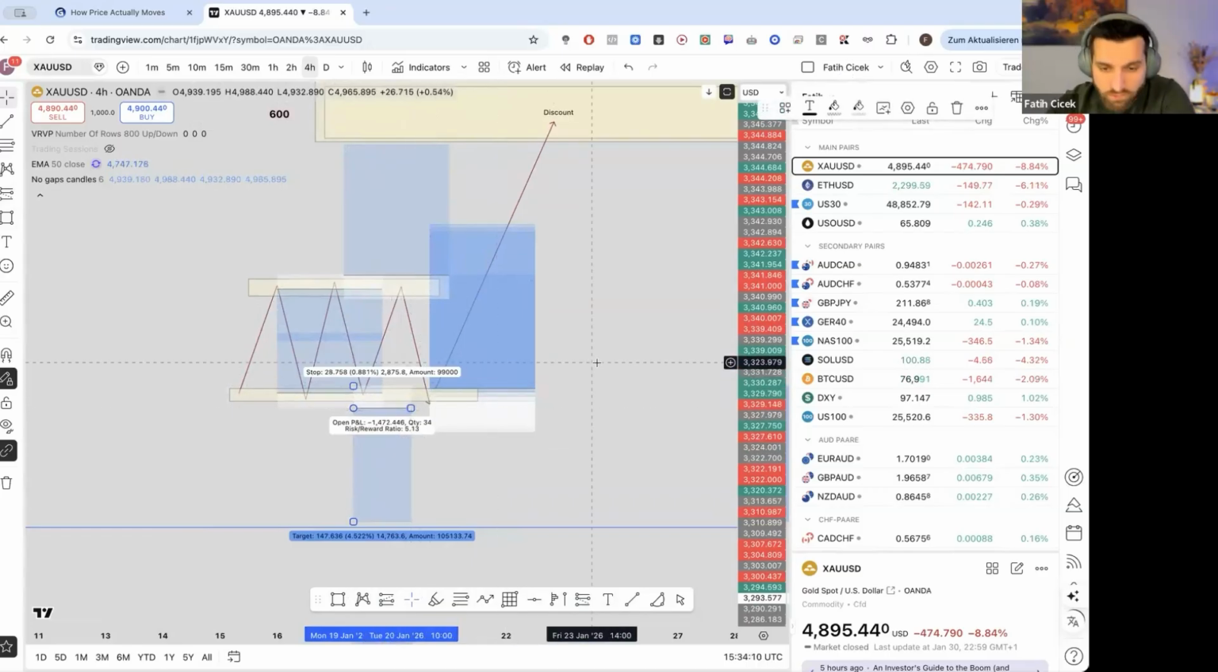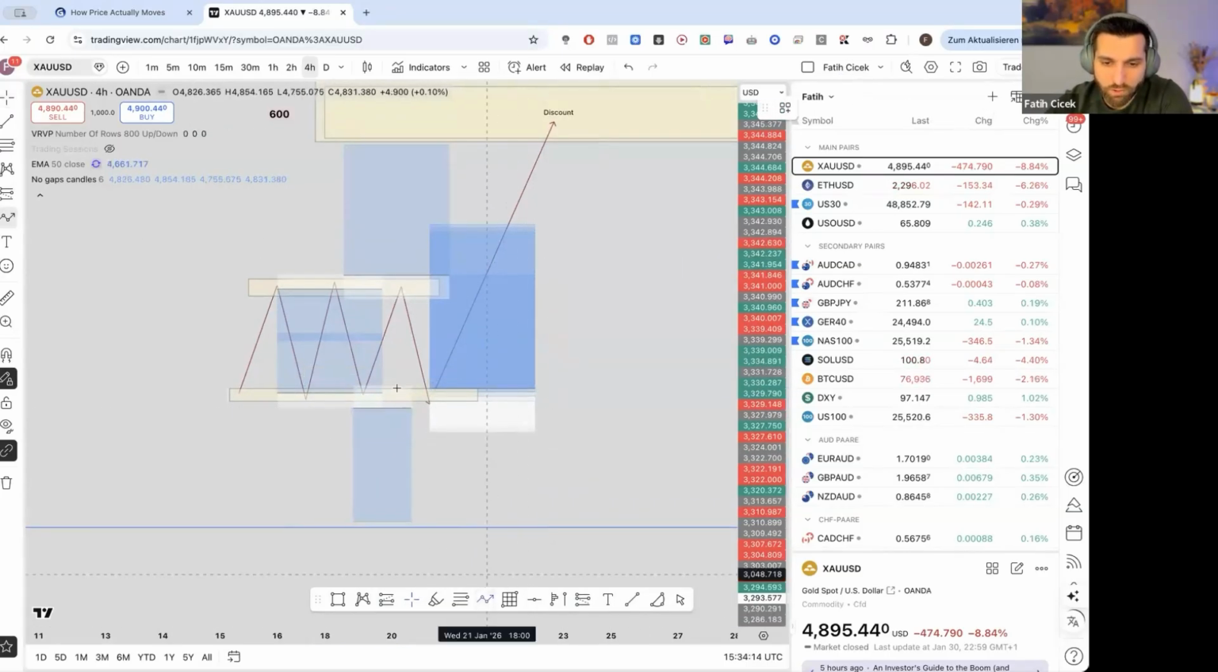So because the banks know this, what they're going to do is manipulate. They're going to sweep this liquidity. They're going to stop out all these buy limits, and at the same time activate these sell stops. So just imagine this is being stopped out, this sell stop is being activated, and then they're going to actually move.